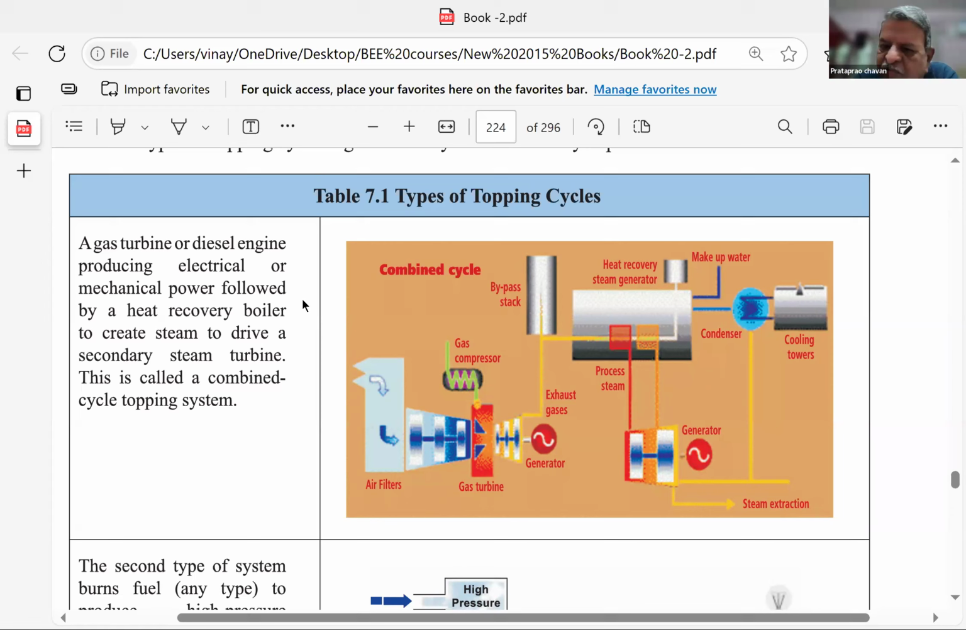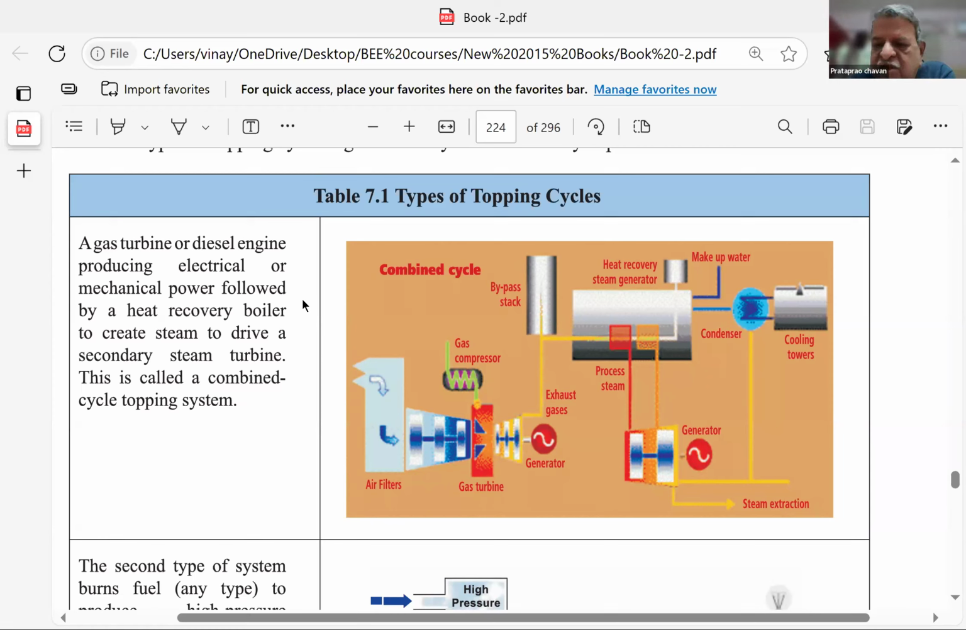If your process requirement is of low pressure, low temperature steam, but the boiler steam has high pressure, high temperature, I will use this steam first for steam turbine generating electricity. First, though the primary aim is process, but because the parameters of the steam generated by the boiler are high pressure, high temperature, I am using the steam for turbine generating electricity, and the turbine exhaust is adjusted at such pressure and temperature which is the requirement of my factory process.